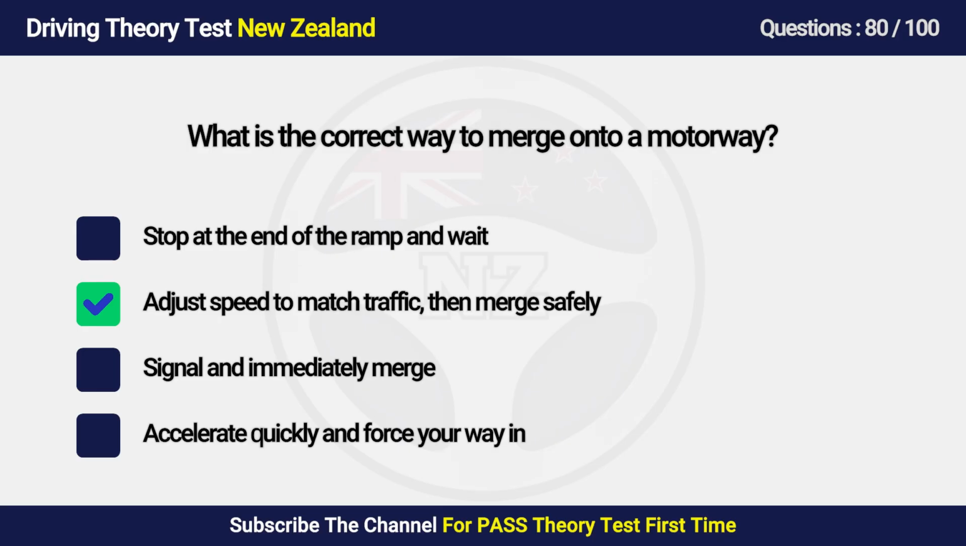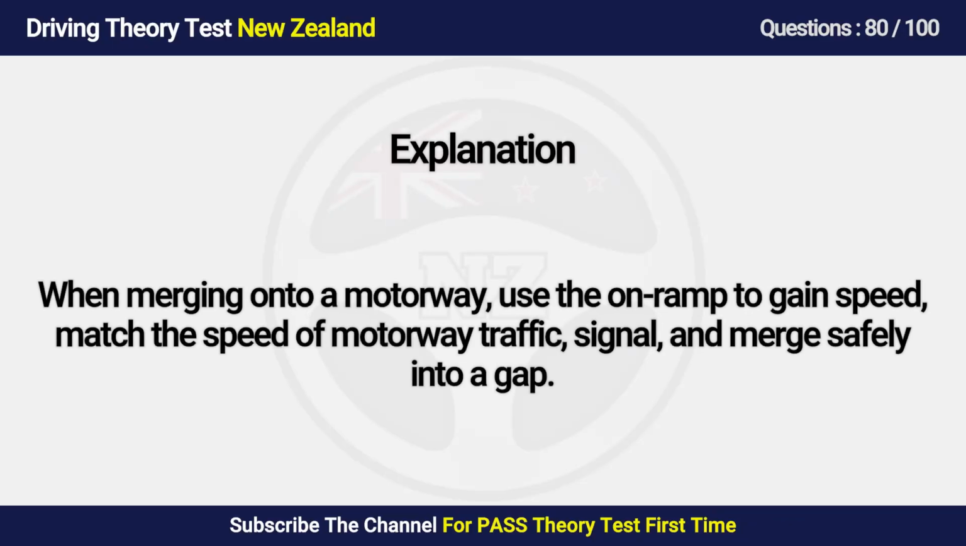Answer is B. Adjust speed to match traffic, then merge safely. When merging onto a motorway, use the on-ramp to gain speed. Match the speed of motorway traffic, signal and merge safely into a gap.